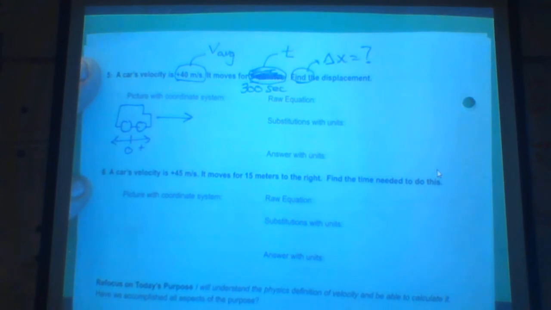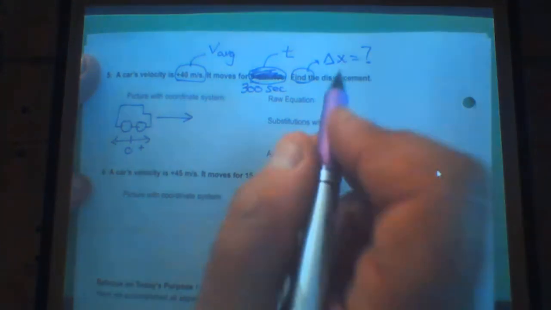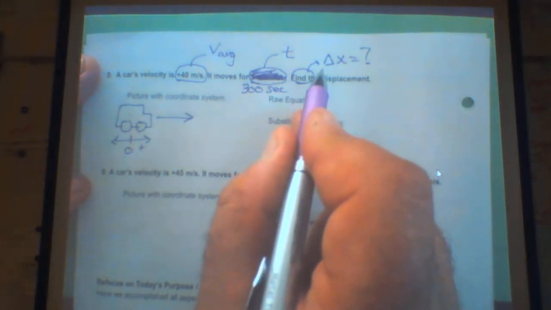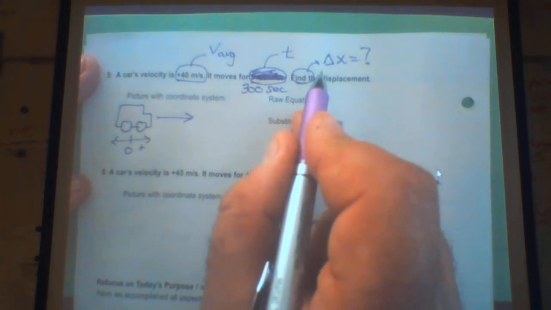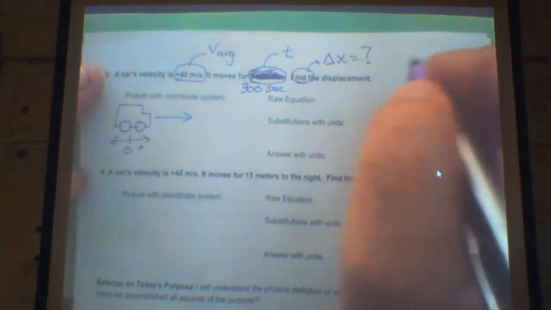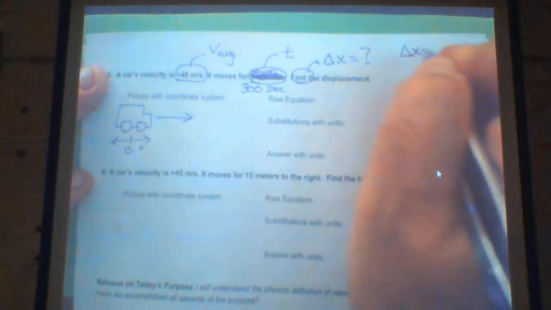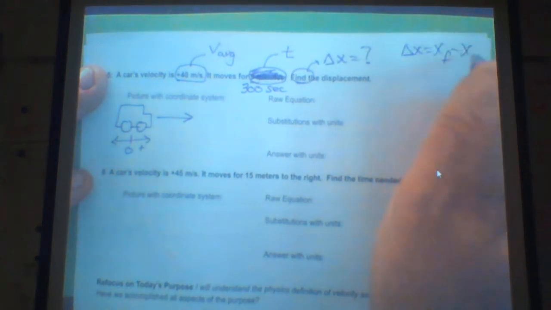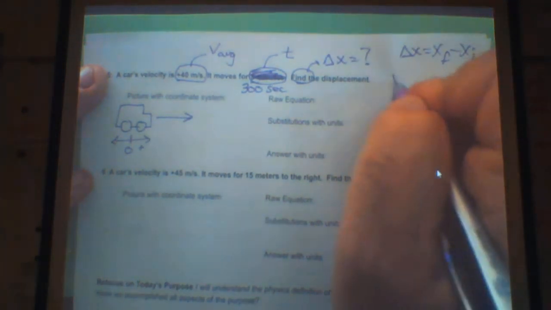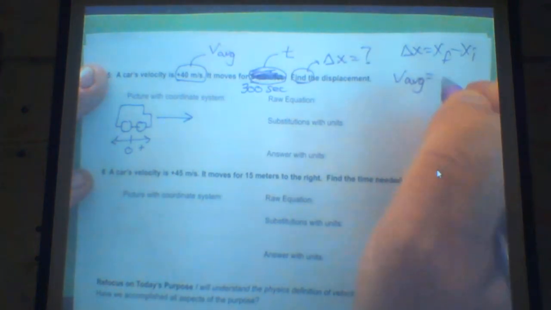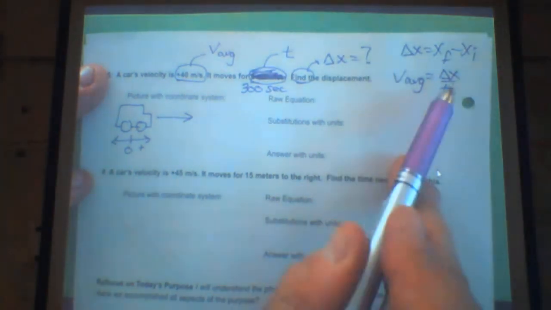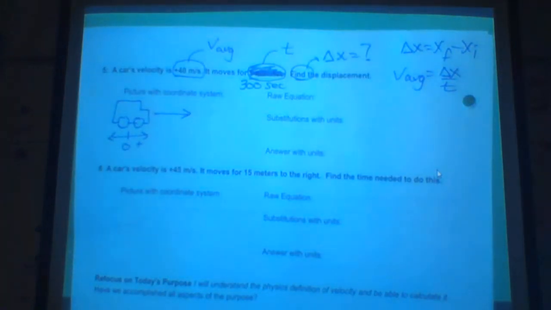Step 6, find the raw equation that has the unknown. Okay, now I have 2 equations that have the delta x. I have yesterday's delta x equals x of f minus x of i. And I have today's average velocity is equal to delta x divided by t. Both of them have delta x in it. So which one do I use?